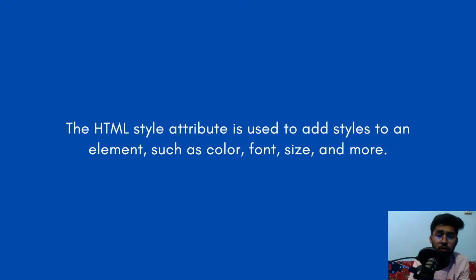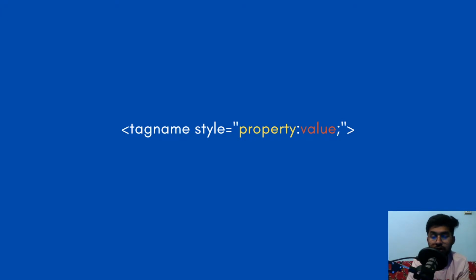Now let's just have a look at the syntax of the style attribute. First of all, you have to write the name of the tag, then you have to write the style, and you would give a property and value pair. Alright, let's just see how things work in the editor.